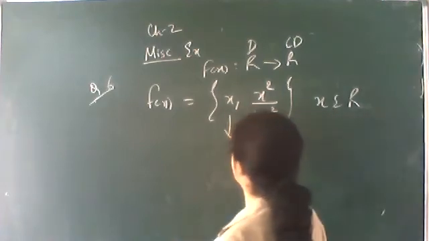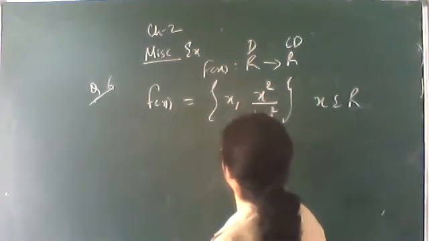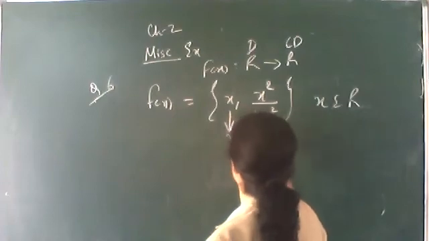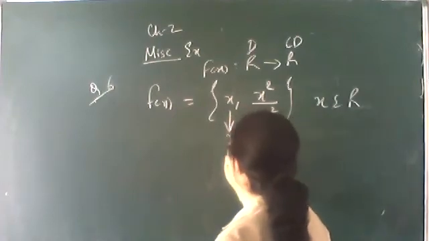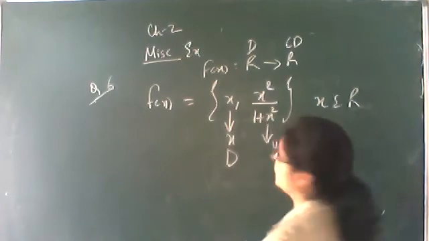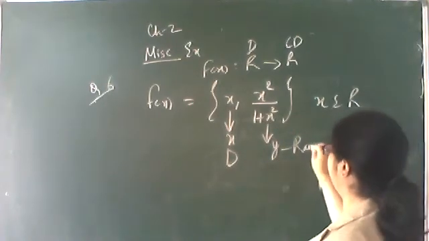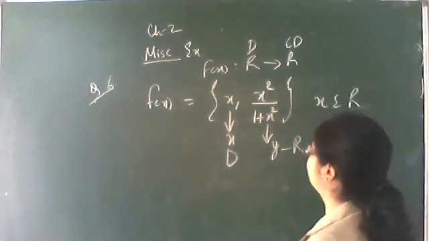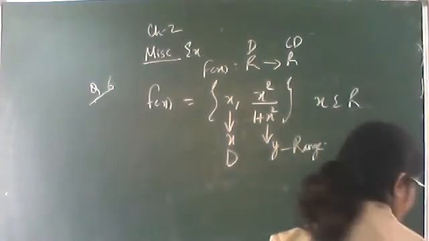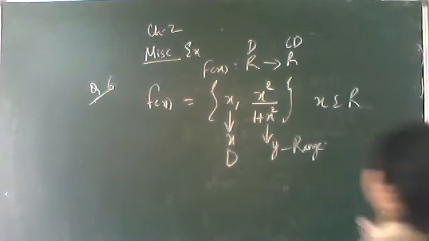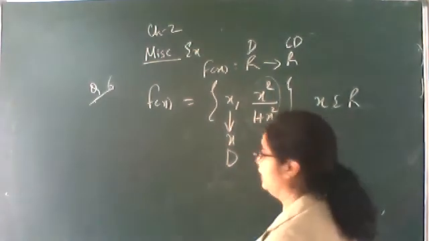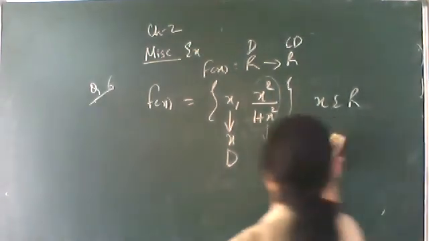Now just see, when we write any ordered pair, the first value is x and the second value is y. The first is the domain and the second is the range. The second element of the ordered pair is always the range. Clear? Now what values of range can we take?